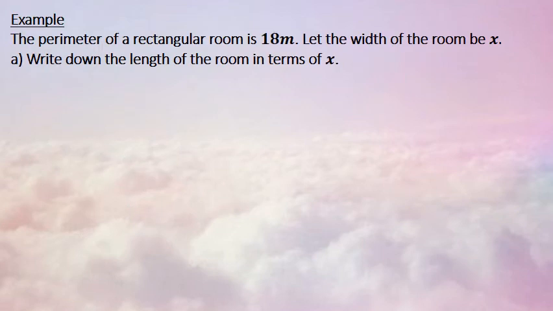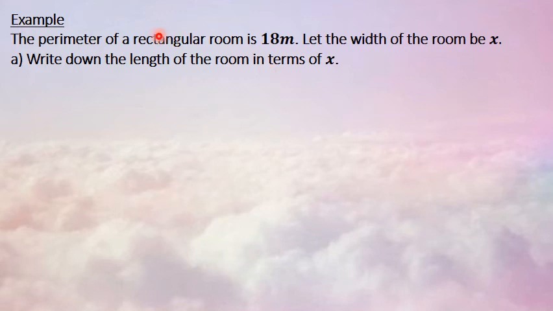Last example for this session is a word problem. Don't be intimidated. Don't overcomplicate the situation. Try and always stick to one variable for such word problems. Let's have a look. The perimeter of a rectangular room is 18 meters.